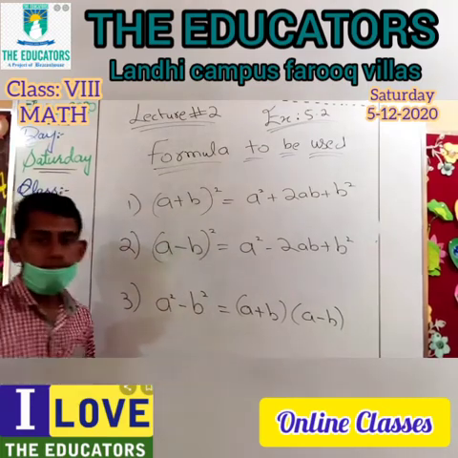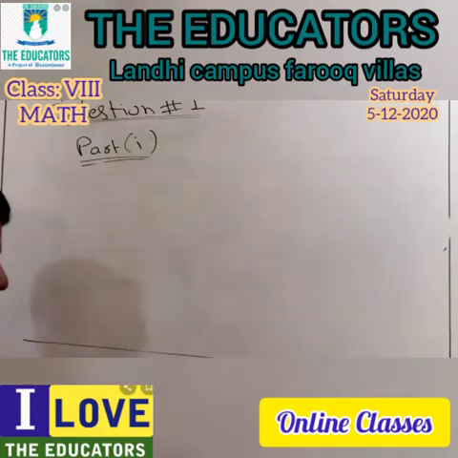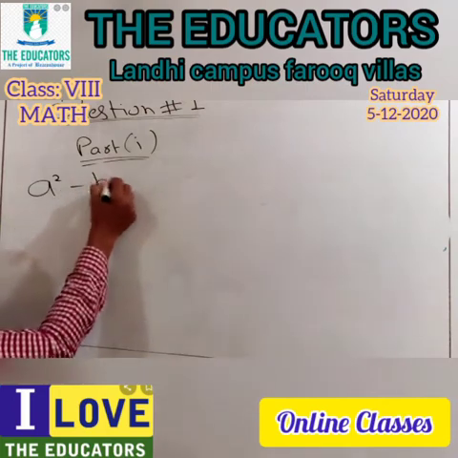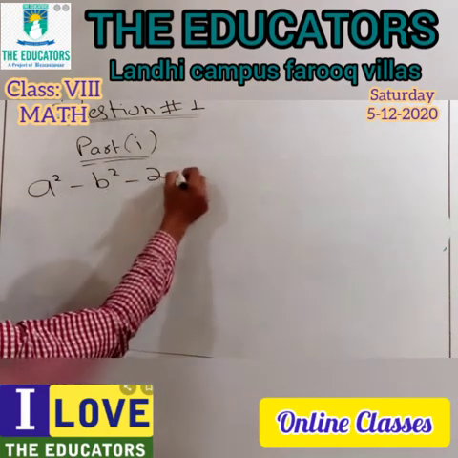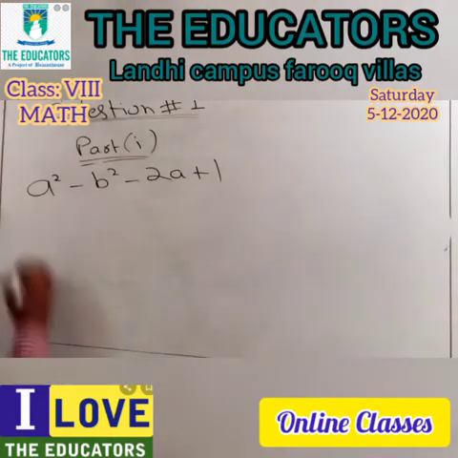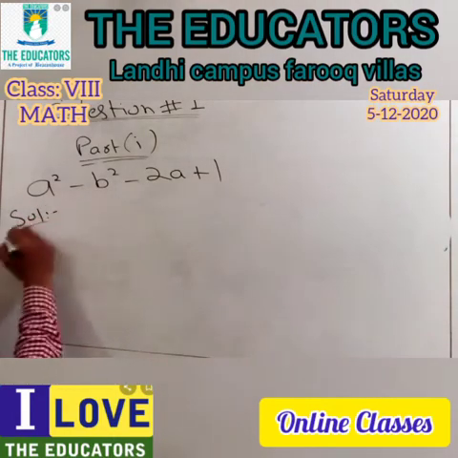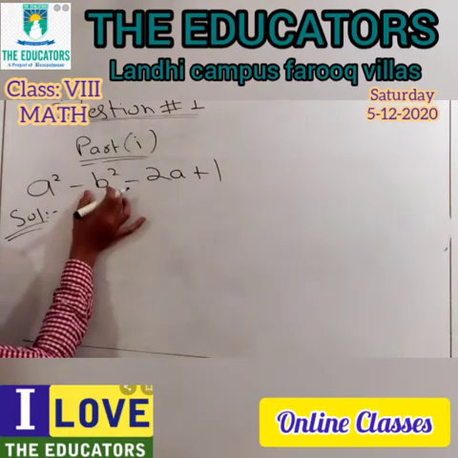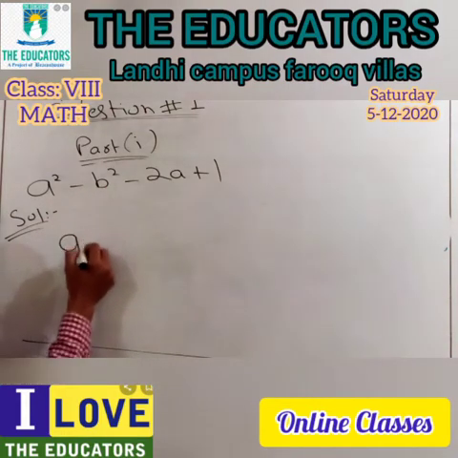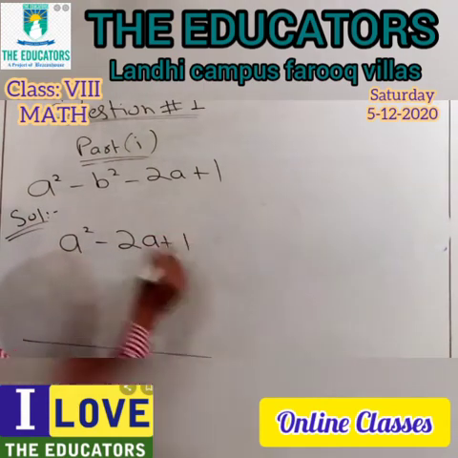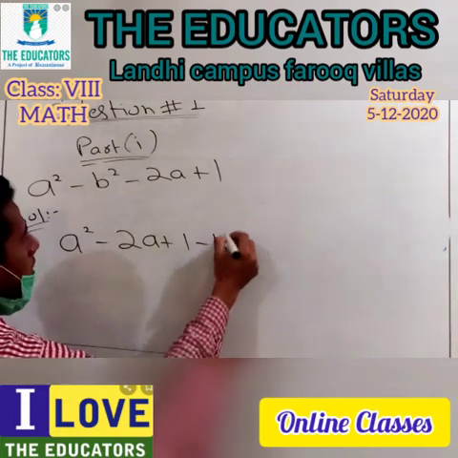So let's start. Part number 1 is a square minus b square minus 2a plus 1. Now let's solve it. First you have to look for the odd term. You have to separate the odd one out. The odd term is b. So I'm separating it. Now I'm writing just a square minus 2a plus 1, and I'm writing minus b square in the end.